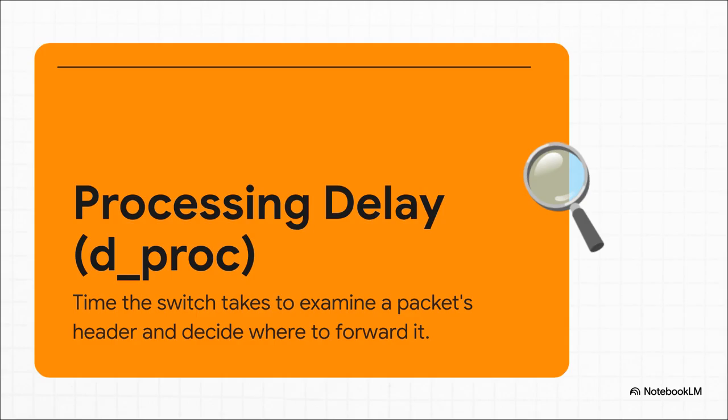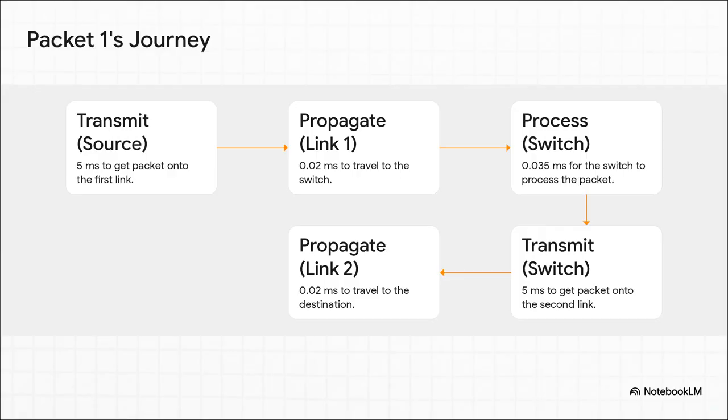We call that the processing delay. It has to look at the packet's header, maybe check for errors, and figure out which wire to send it out on. And this is where that store and forward thing comes in. It means the switch has to receive the entire packet, all 5,000 bits, before it can even start doing this processing work. So let's map out the entire trip now.